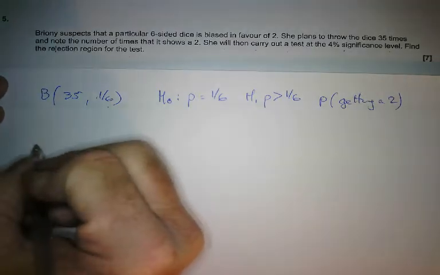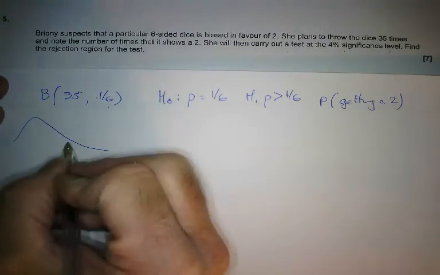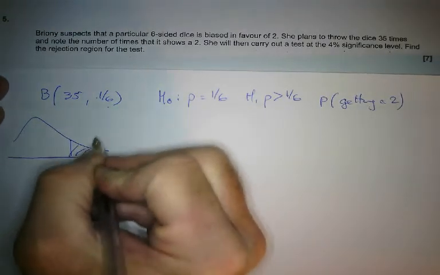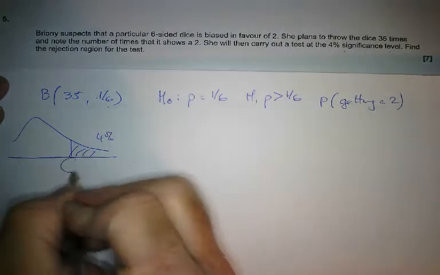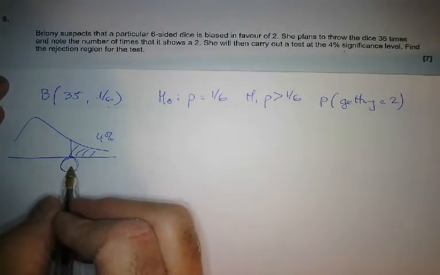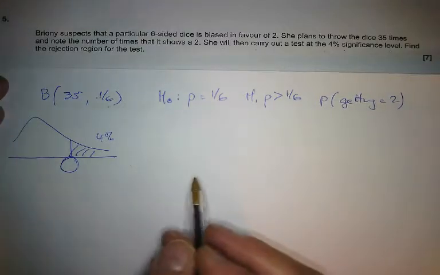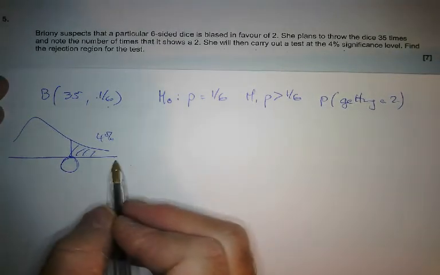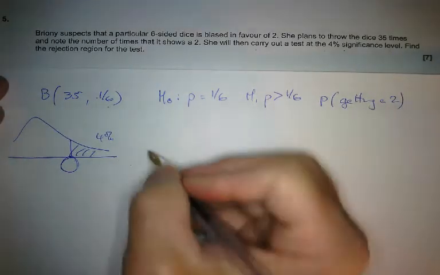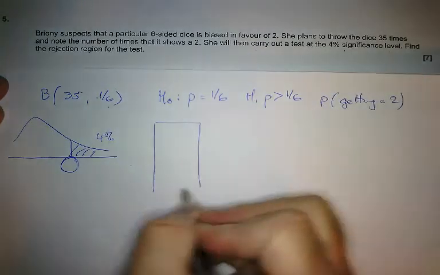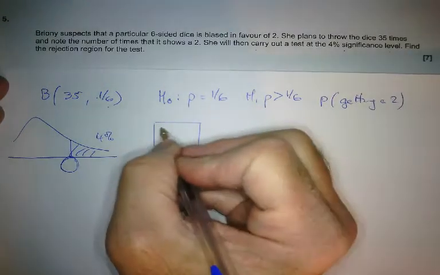So what we've got to do is find the region here that's 4%. And we've got to find this value. At what point, if she throws a 2 so many times or more, is the chance of that happening 4% or less? And so that's what you've got to hunt for. It's quite a challenge to do, and there are 2 different ways of doing this. So I'm going to show you the 2 different ways.